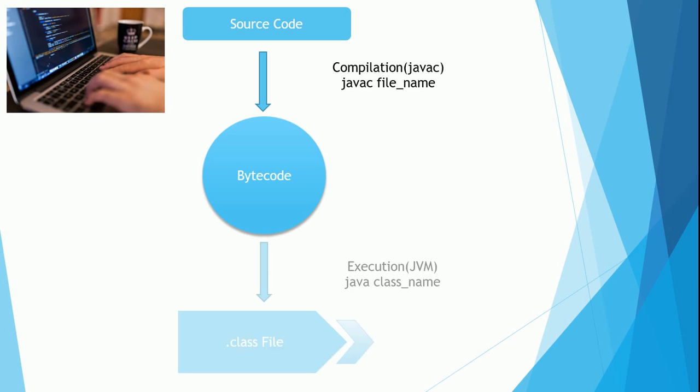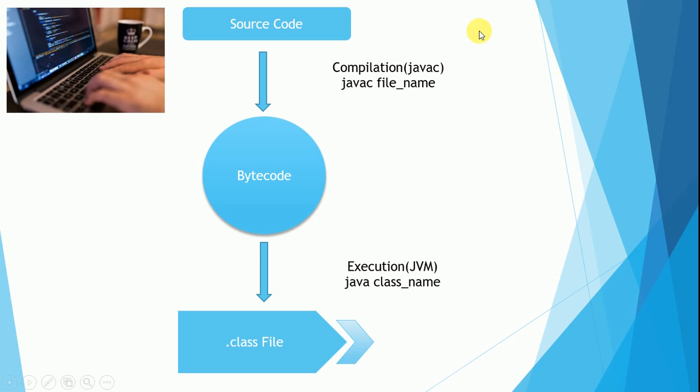So here is the JVM. It is responsible for turning the bytecode into a .class file. After the .class file is created, the machine automatically shows the output on the screen. That's the best part of Java, that we can compile and run it from the class name.